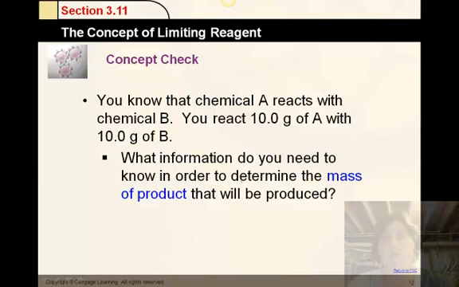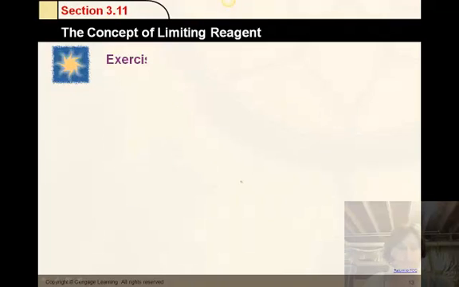Well, of course, we need to know the limiting reactant, and that one is the one that's going to give us the smallest products. We also maybe need to know the identity of A and B and their molar masses, but let's see what we can do.